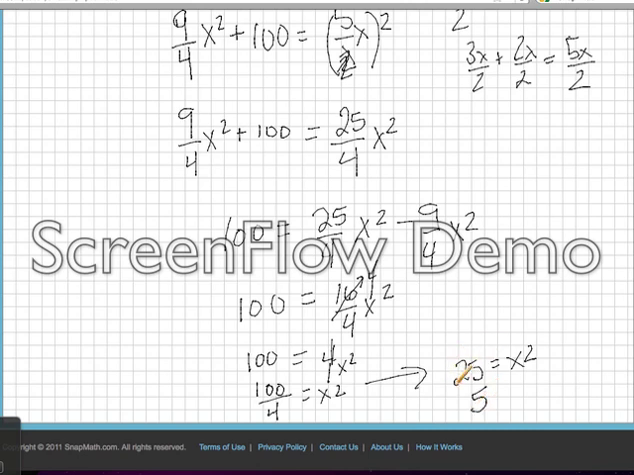Taking the square root of both sides, I have that the square root of 25 is 5, and the square root of x squared is x. And that is your final value for x.